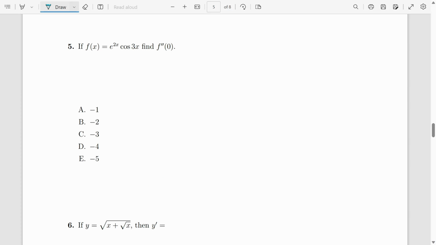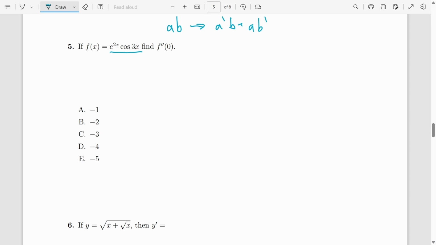Okay, number 5. We have f of x, and we need to find f double prime of 0. So essentially, do two derivatives on f of x and then plug in 0. So first, taking the first derivative of e to the 2x times cosine of 3x, looks like we'll do product rule here, which again, if we have a times b, taking the derivative gives us a prime b plus ab prime. So we can use that template.